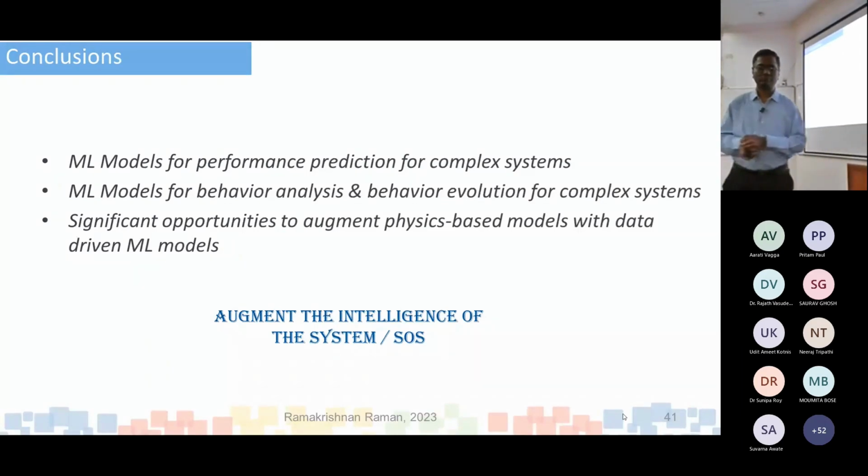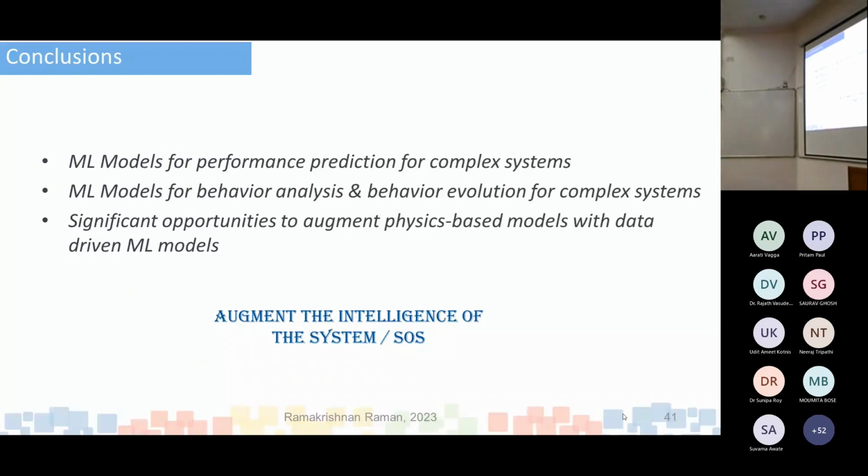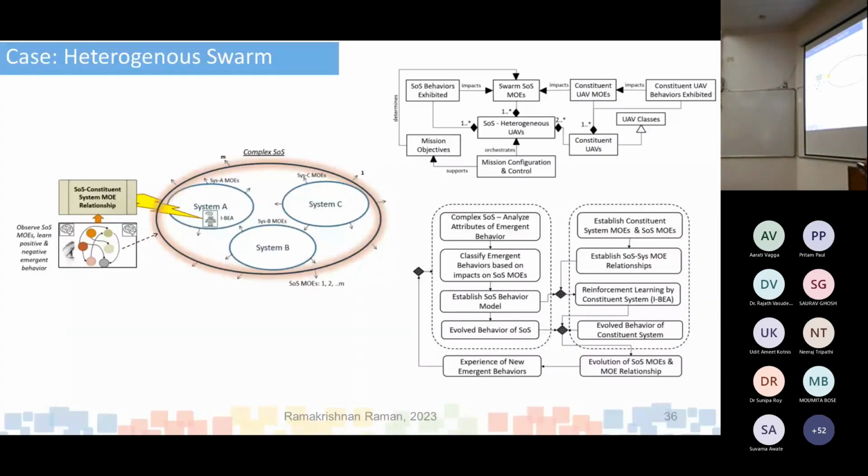Sir, so basically for the heterogeneous swarm collection, the phenomenon is complex compared to the homogeneous collection. So, yes, sir. In the heterogeneous swarm case, you have multiple different systems trained with different models. Now you are trying to have an IBA that learns and adapts an individual UAV in tune with what is expected at the swarm level, right? So that behavior adaptation is what the case study talks about. Okay, sir. Thank you, sir.